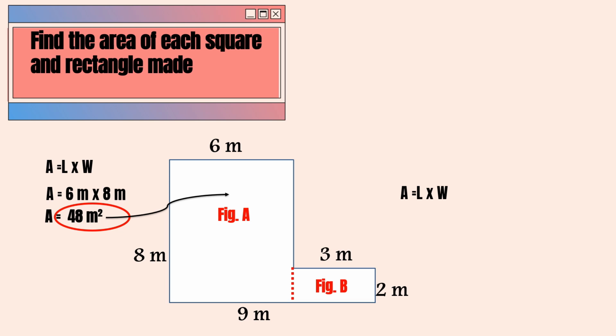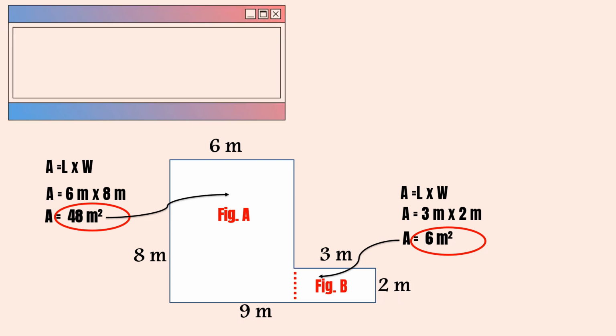And we can solve the area of figure B by using the formula length times width. So the length here is equal to 3 meters and the width is equal to 2 meters. If we multiply 3 and 2, the answer is equal to... Exactly, that is equal to 6 square meters. So always express your answer in square units every time that you are solving for the area of any plane figure. So 6 square meters is the area of figure B.